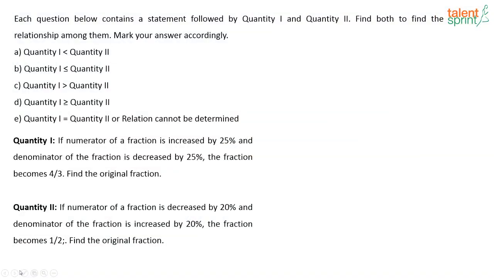Then only will you be able to compare and arrive at the correct answer. Try this question. The directions say that each question below consists of a statement followed by quantity 1 and quantity 2. Find both to find the relationship among them. Mark your answer accordingly. Quantity 1 says: if the numerator of a fraction is increased by 25% and the denominator is decreased by 25%, then the fraction becomes 4 by 3. Find the original fraction. Similarly, quantity 2 is also given.